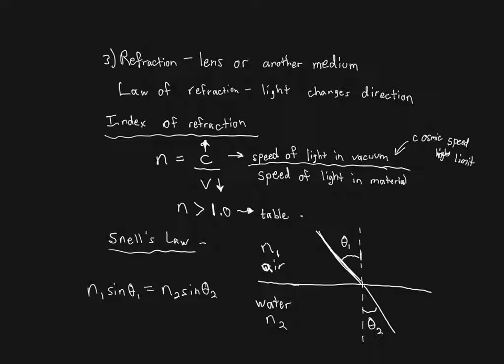This is how Snell's law actually works. n1 sine theta 1, the actual incoming ray of light and the angle relative to the perpendicular, theta 1, in your first medium, equals the index of refraction in your second medium, n2, and the angle that you bend at when you go into the water.